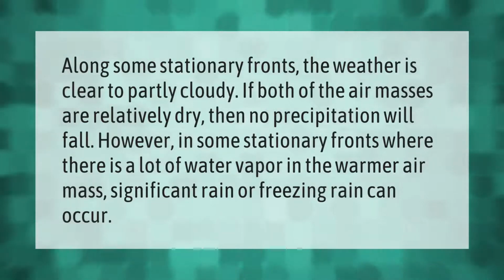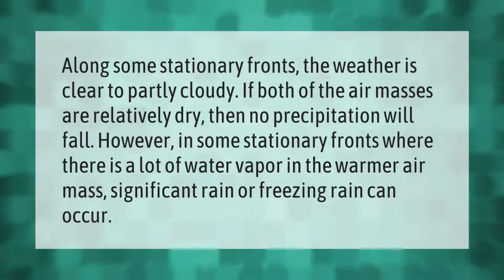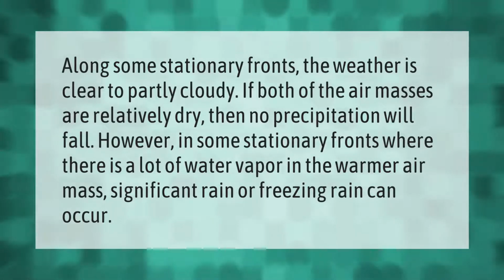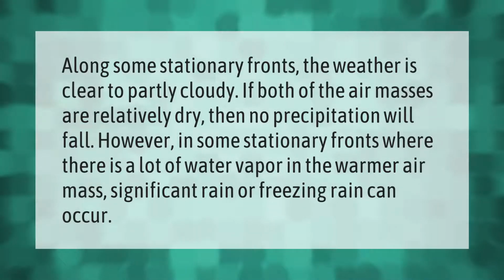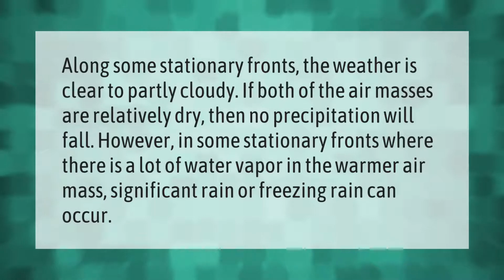Along some stationary fronts, the weather is clear to partly cloudy. If both of the air masses are relatively dry, then no precipitation will fall. However, in some stationary fronts where there is a lot of water vapor in the warmer air mass, significant rain or freezing rain can occur.